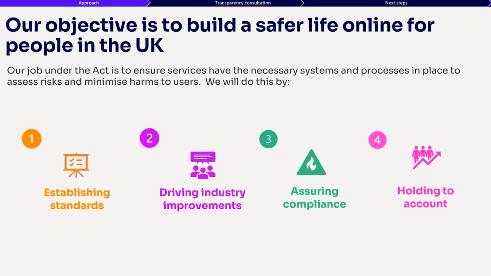Third key lever is around assuring compliance. So we've got a well-established enforcement function that already sits within Ofcom, and where we see services not take appropriate steps to address harms, we will of course look to use the various powers that we have under the Act. And then finally, and this is where kind of transparency is one of the key levers in all of this, it's about holding services to account. So transparency reporting will be one of the key sort of elements in this.